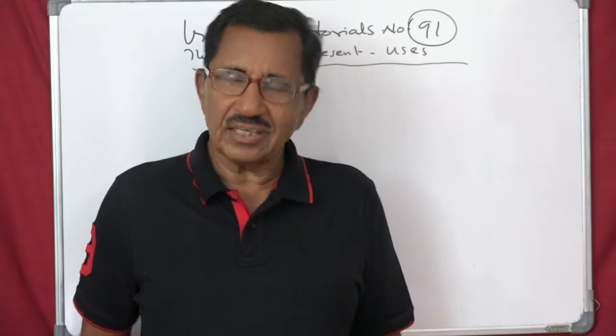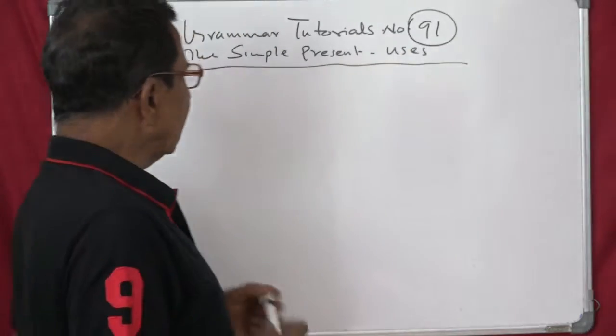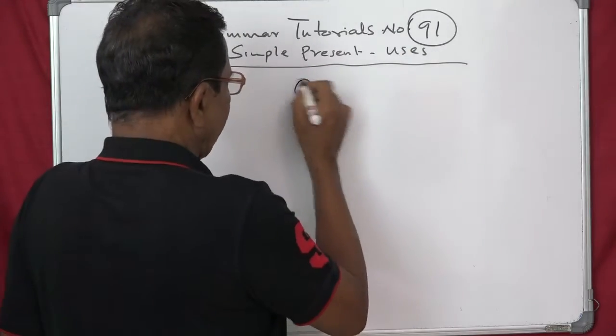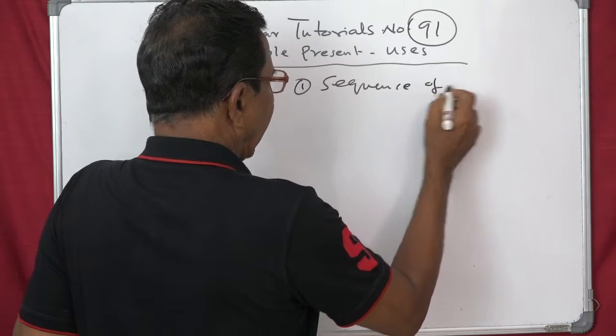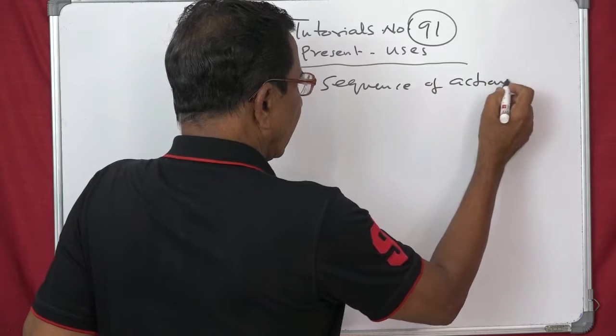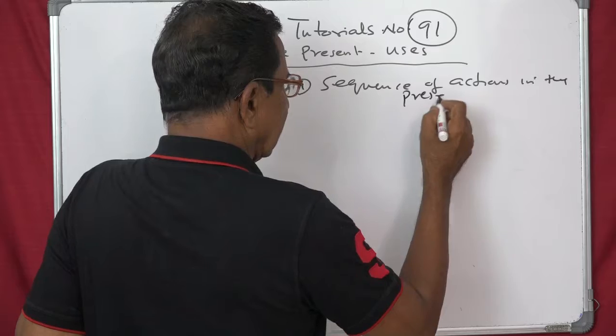See that? So these are things that happen, a sequence of actions in the present. And for this you need the simple present. Understand? So then we can say like this, a sequence of actions in the present. So many examples I have given you.